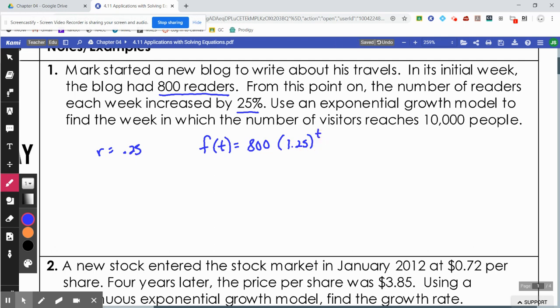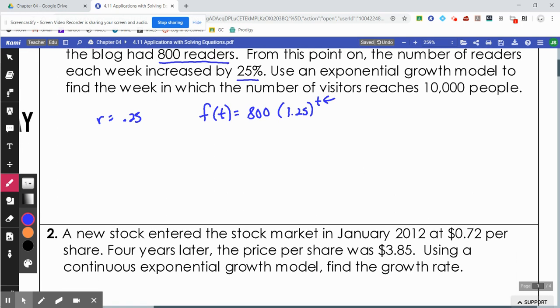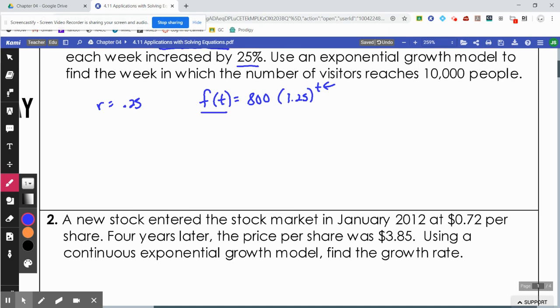We want to know how many weeks. So we haven't done this yet. We're looking for our t value. How many weeks would it take to reach 10,000 people? So when will the number of people equal 10,000? Let's take out our f of t and replace it with 10,000 followers. And we're going to have to solve this equation.